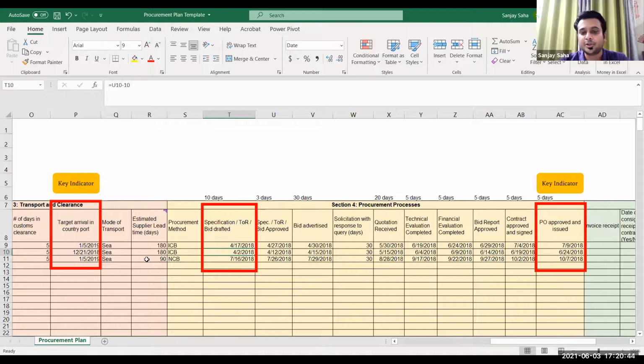Then in the procurement process, we start with specification writing, approval of those specifications, and bids are advertised. It will take 30 days to keep those bids in advertisement. You receive the quotations, you respond to queries, you complete the technical evaluation, financial evaluation, bid reports, contract is approved and signed, and purchase orders are approved and issued.